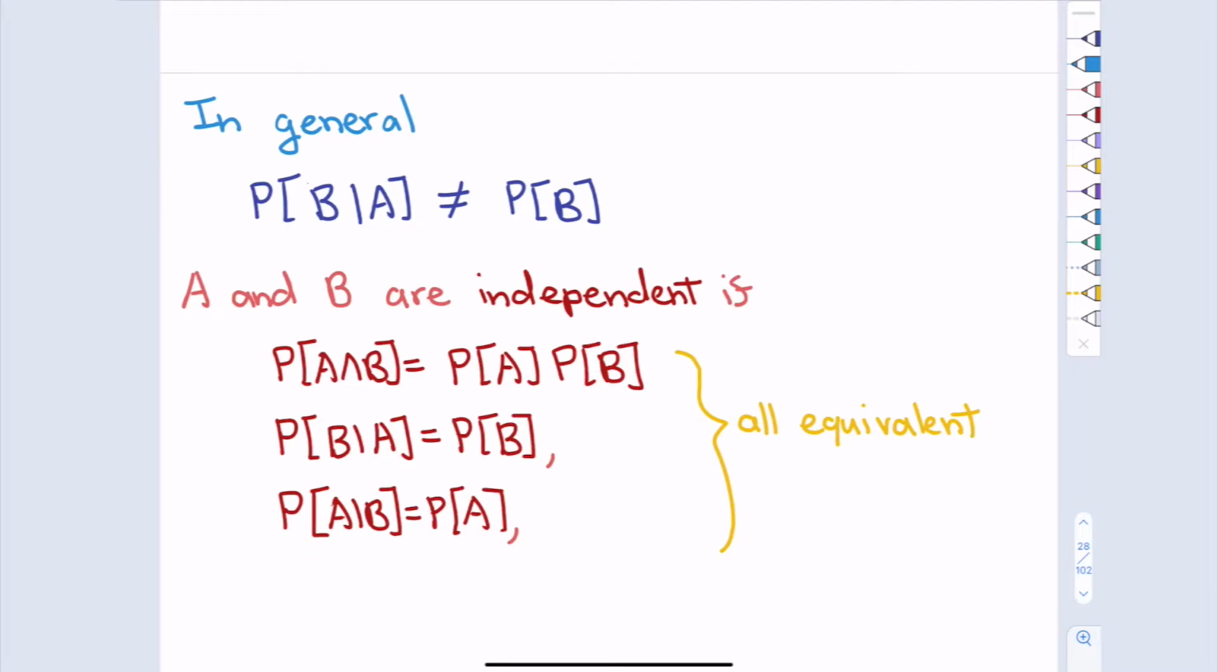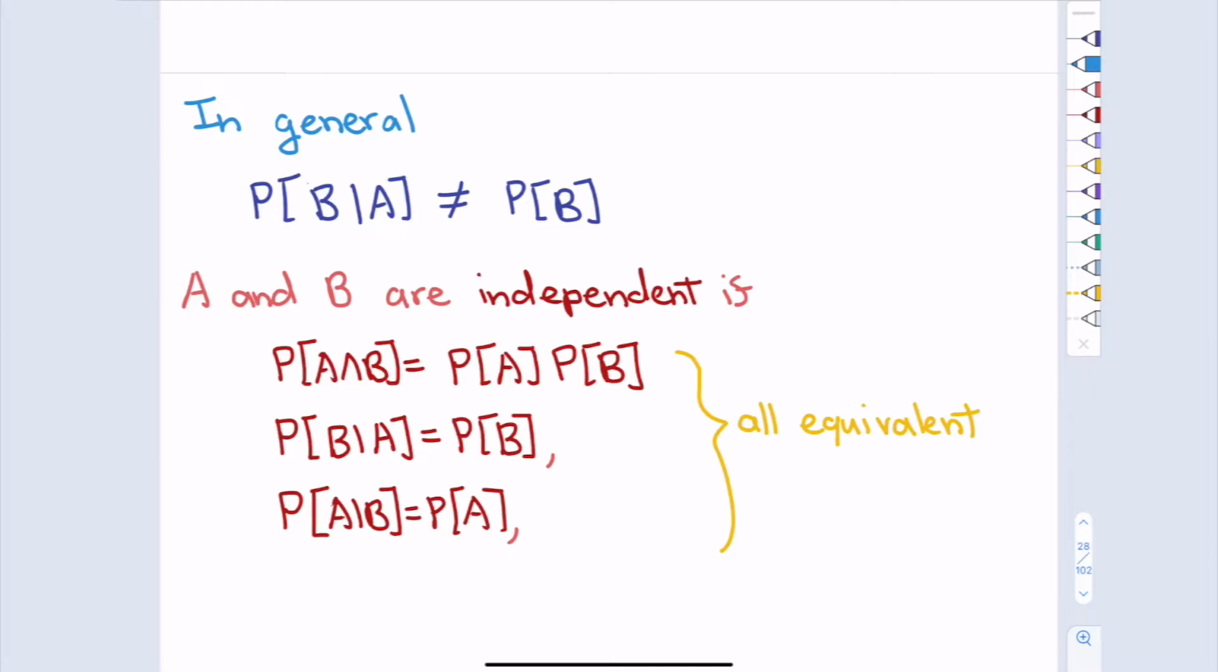Okay. Now in general, knowing that A occurred will change the likelihood of B occurring. Unless they're completely, but we'll get to that. So in general, you should expect the probability of B given A to be different than the probability of B, but it could be the same. Okay?